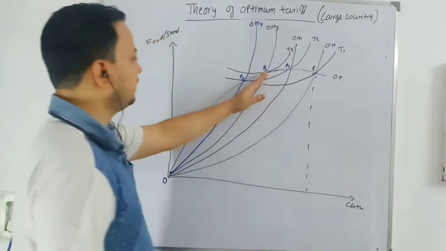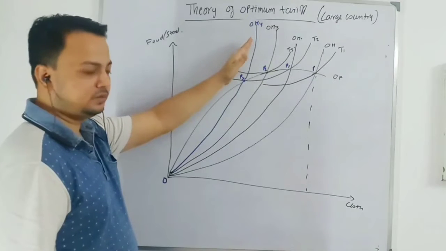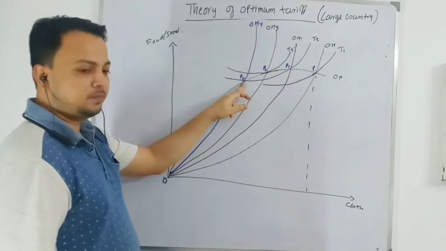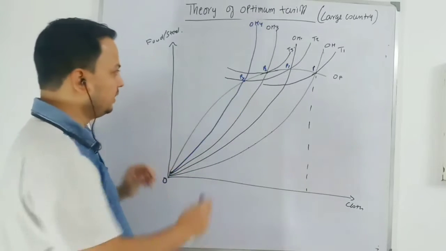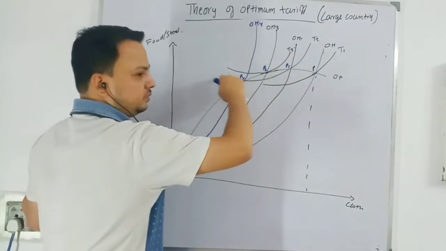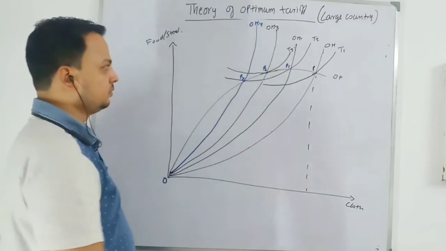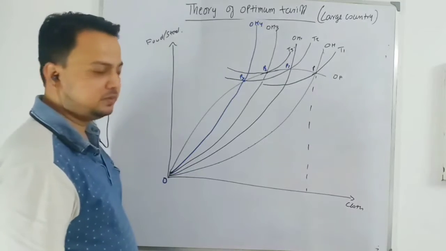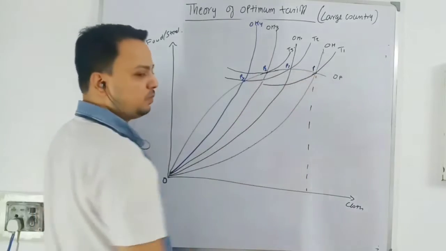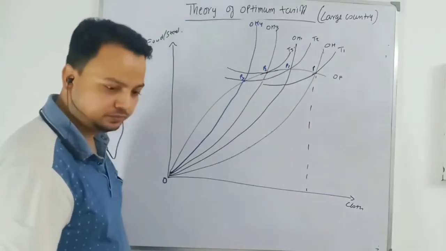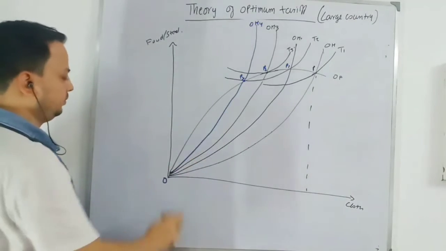Because if you are increasing your tariff rate further, what will happen? You are moving to OP3, but you are moving to no welfare in the country. So where is the optimum tariff? Optimum tariff is where your trade indifference curve is tangent to the offer curve of the foreign country. Remember this point, we will be using it.